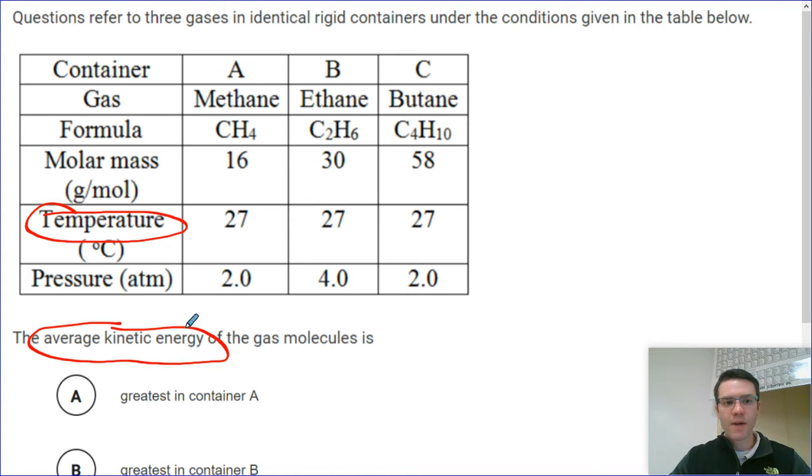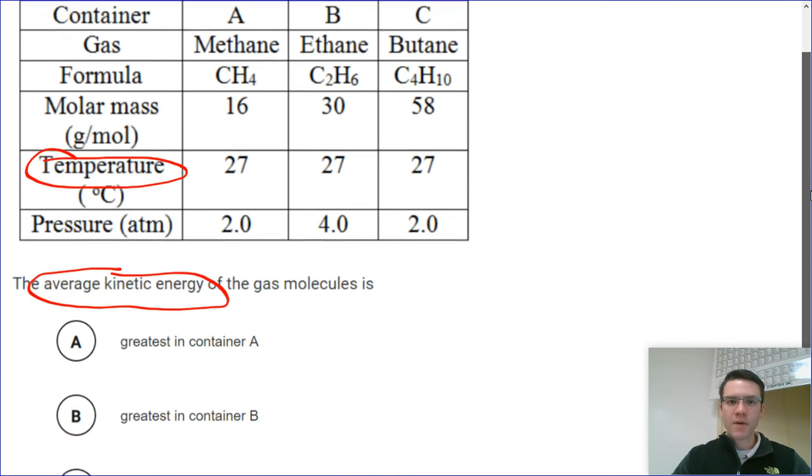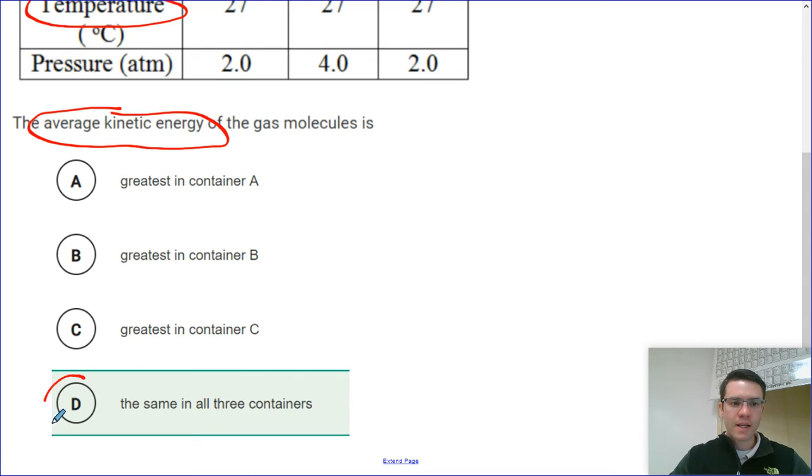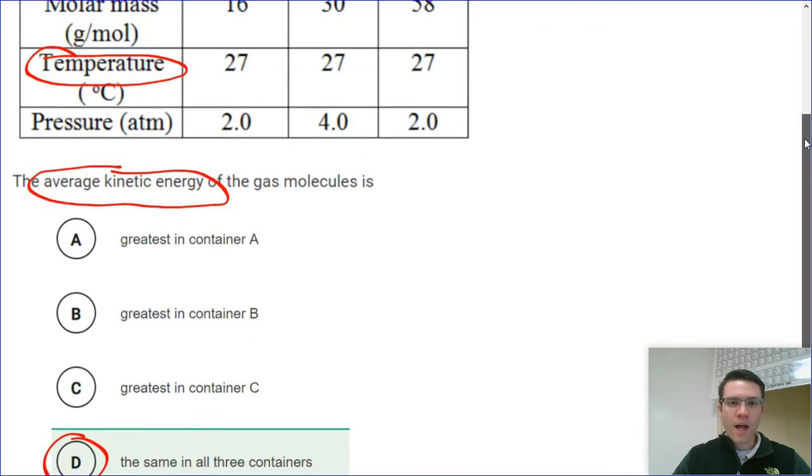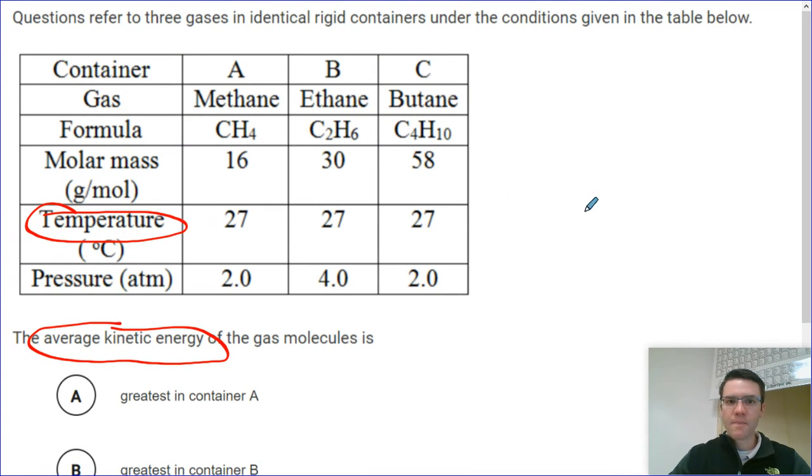Temperature is a measure of the average kinetic energy. And so we just need to figure out which one says they're the same. That's D, they're all the same. But if we were comparing velocities here, let's do that real quickly. Your kinetic energy is equal to 1/2 your mass times your velocity squared.